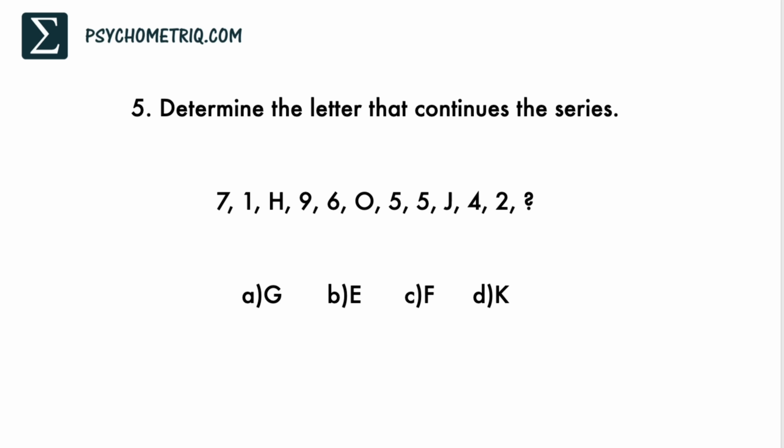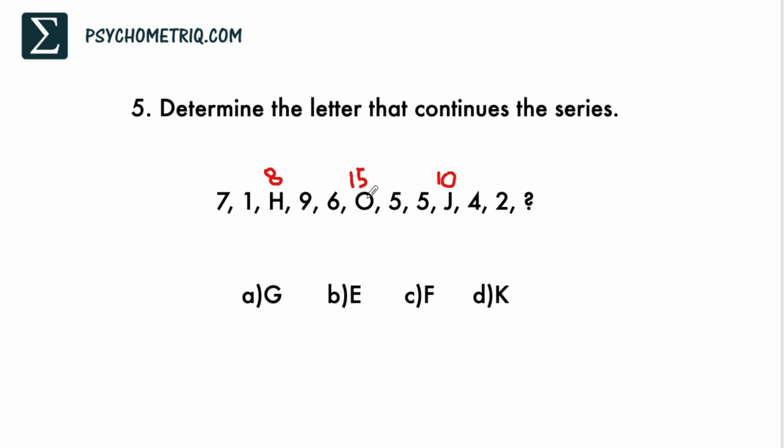Determine the letter that continues the series 71H96055J42, and it asks for the letter. If you have done more exercises of this type before, you will know that usually numbers go with numbers and letters with letters, although sometimes they have a certain relationship between them. Letter series are usually encoded by their position in the alphabet. So that is to say, if we do it, H is in position 8 in the alphabet, O is in position 15 in the alphabet, J is in position 10 in the alphabet.